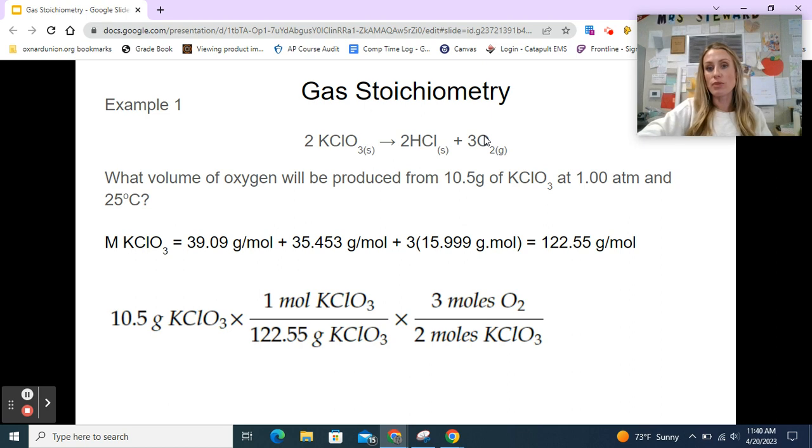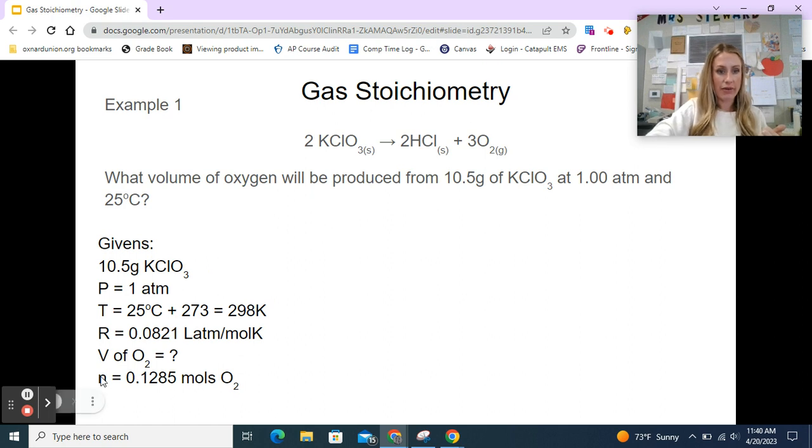I then want to convert to moles of oxygen, so I use these coefficients in front of the potassium chlorate and the oxygen. I know that I want to cancel out moles of potassium chlorate, so that's going to go on the bottom here, and I am converting to moles of oxygen, so that goes on the top. So my moles of potassium chlorate cancels out, and I'm left with moles of oxygen. And so I get that 10.5 grams of potassium chlorate is going to produce 0.1285 moles of oxygen. So this is my n in my ideal gas law. Okay, so I now have that last given right here, which I then can use in my equation in order to find the volume that's produced.